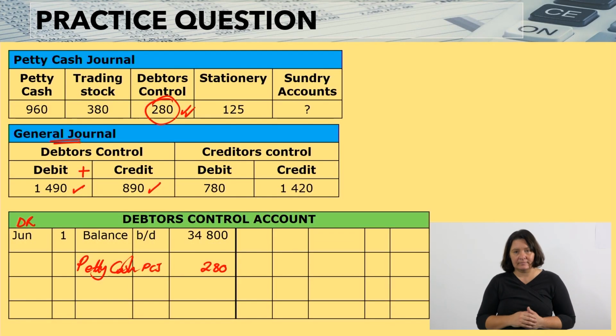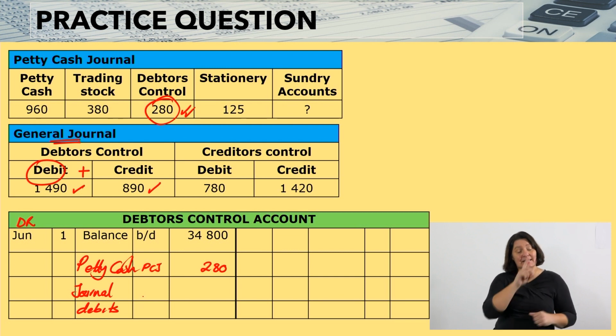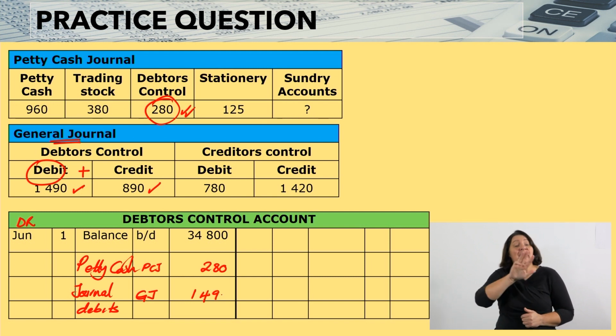In that case, I will bring then onto the debit side that 1,490, but I will say journal. What side is it on? Debit. So I'll say journal debits. From which journal am I posting from? This is from the GJ. How much is that amount? 1,490. I have an amount on the credit side, as you can see here.